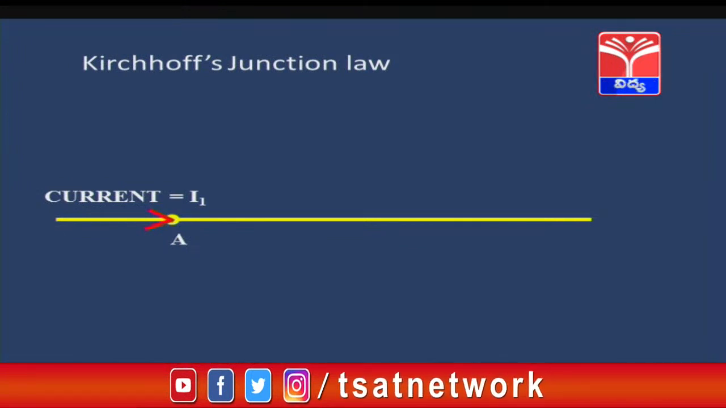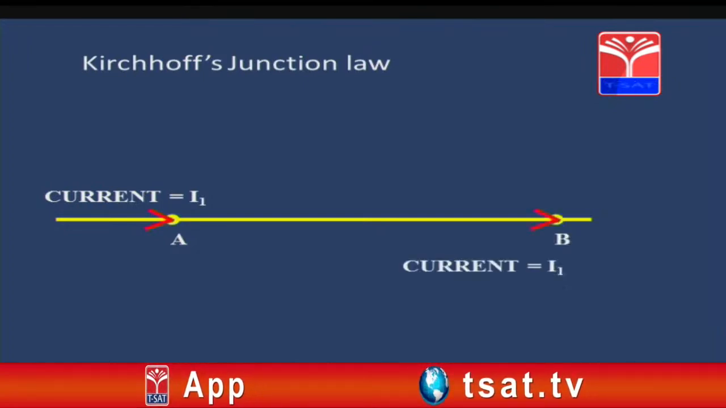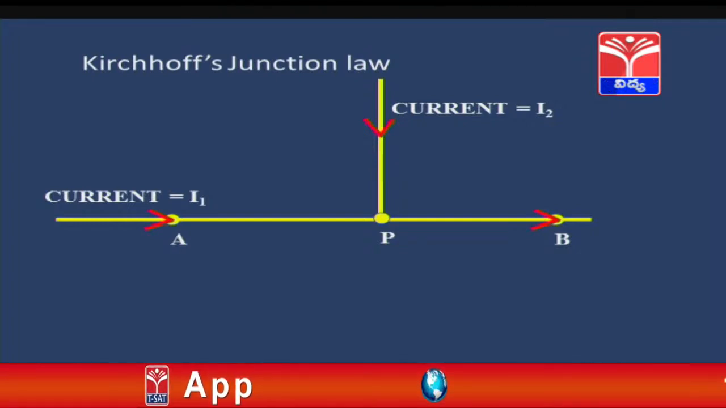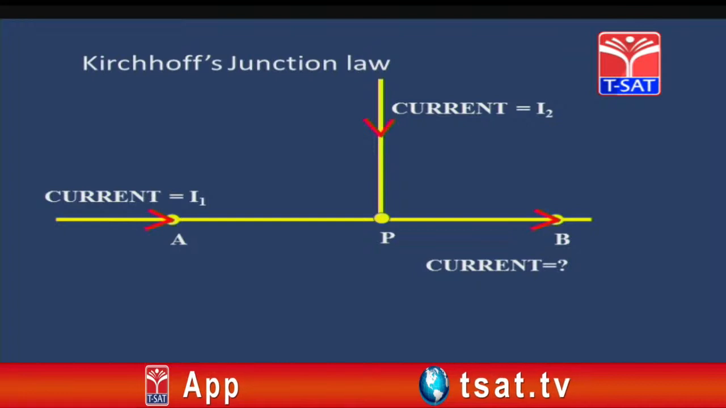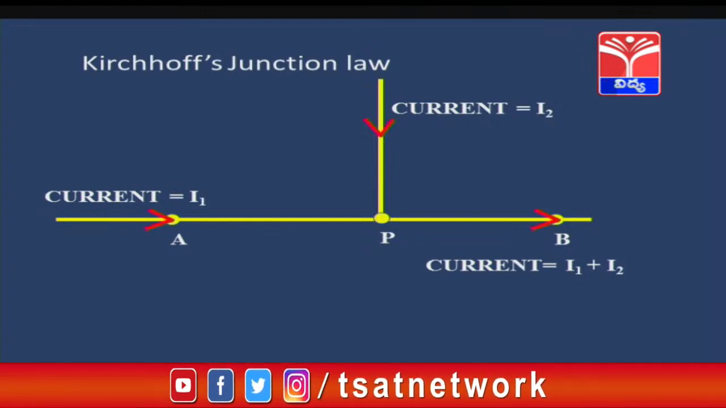Children, let us discuss Kirchhoff's laws. Consider a wire in which a current I1 is flowing at a point A. So, we find current is equal to I1. As the same current flows in the wire, if you select any other point B, the current will remain the same, which is I1. Now, let us say there is another wire which is connected to this wire at point P, and the current flowing in the second wire is I2. The current at B now will be equal to I1 plus I2.